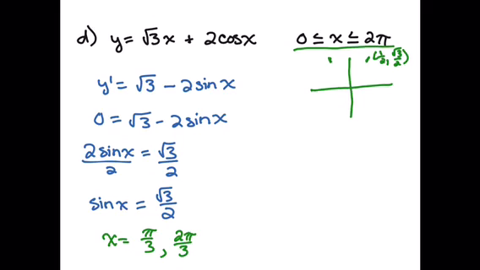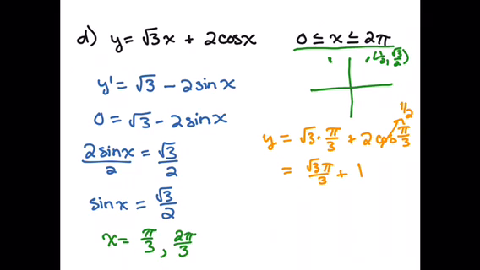So now that we have that, we need to find the y values that go with those angles. For the first one, if I plug in pi over 3, I get the square root of 3 times pi over 3 plus 2 cosine of pi over 3, and cosine of pi over 3 is 1/2. So I've got the square root of 3 pi over 3 plus 2 times 1/2, which would just be 1. So that gives me my first point.